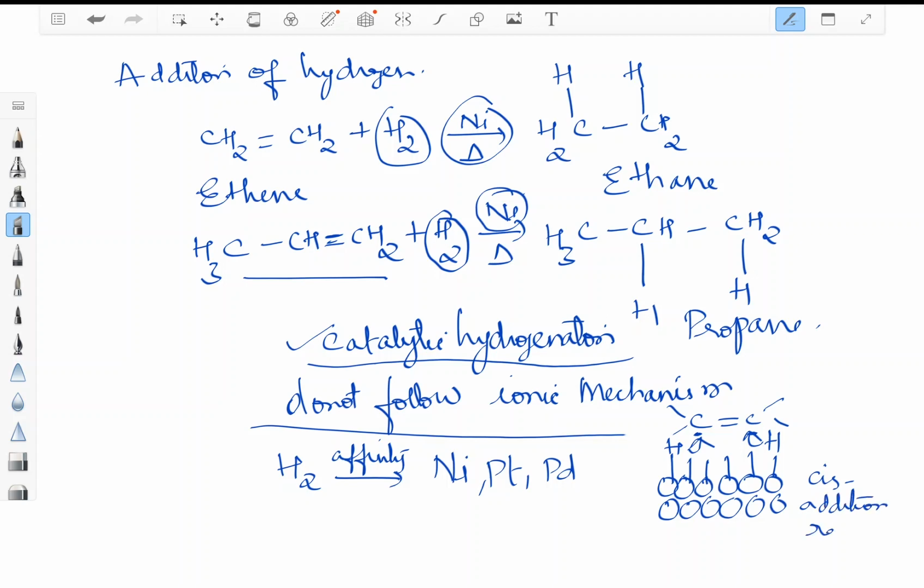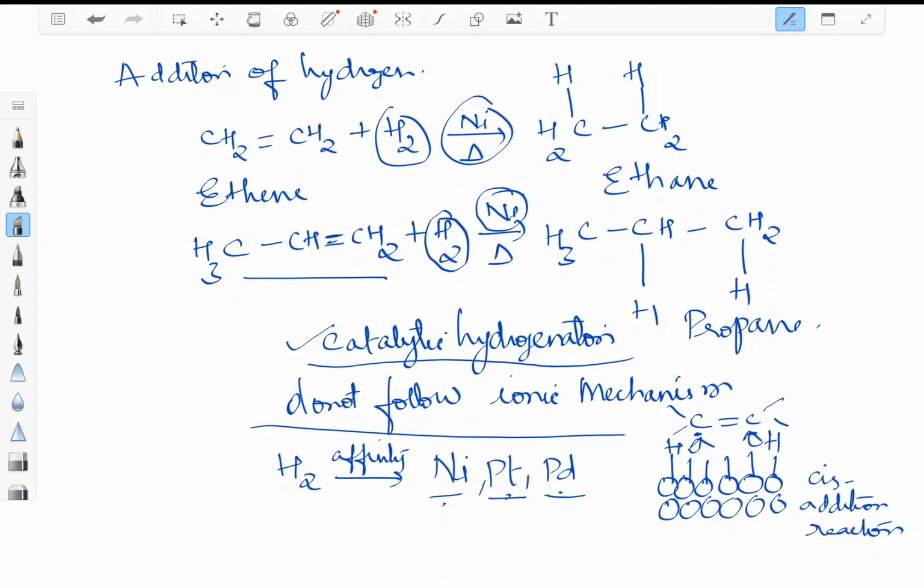Cis addition reaction. One thing is very clear here. The characteristic reaction of alkene is addition reaction. We have written here addition of hydrogen using a metal catalyst. It is called catalytic hydrogenation, because it uses a metal catalyst. So it can be Ni, Pt, or Pd. Ni is nickel, Pt is platinum, Pd is palladium.